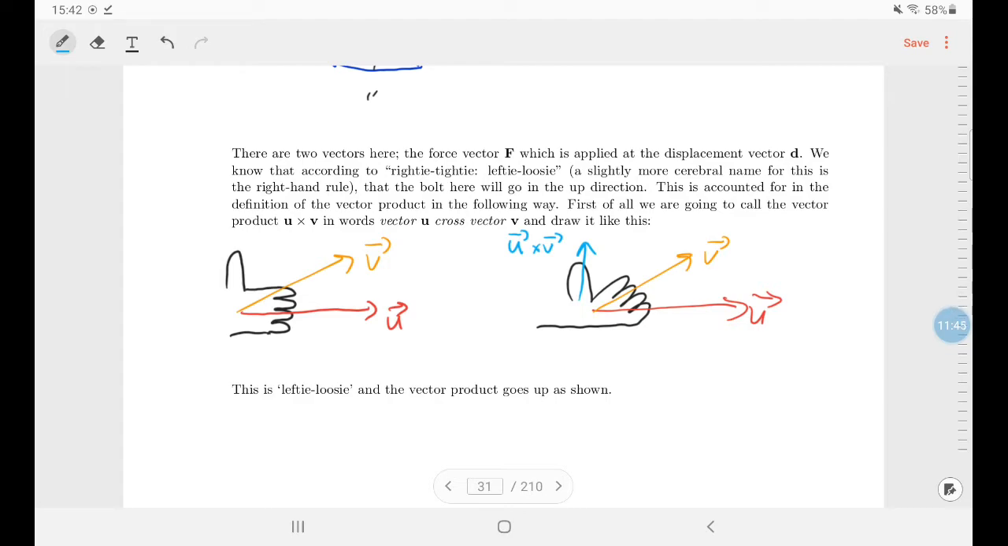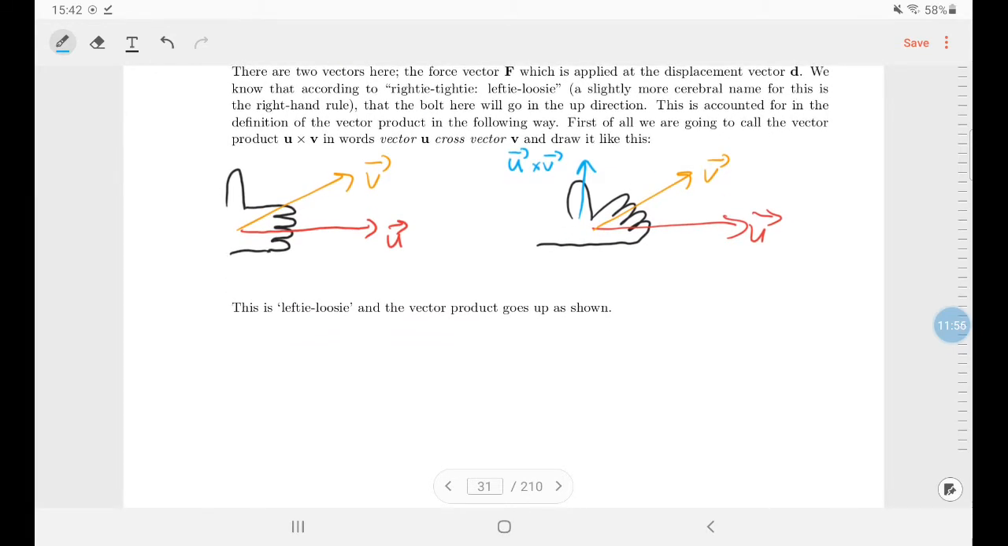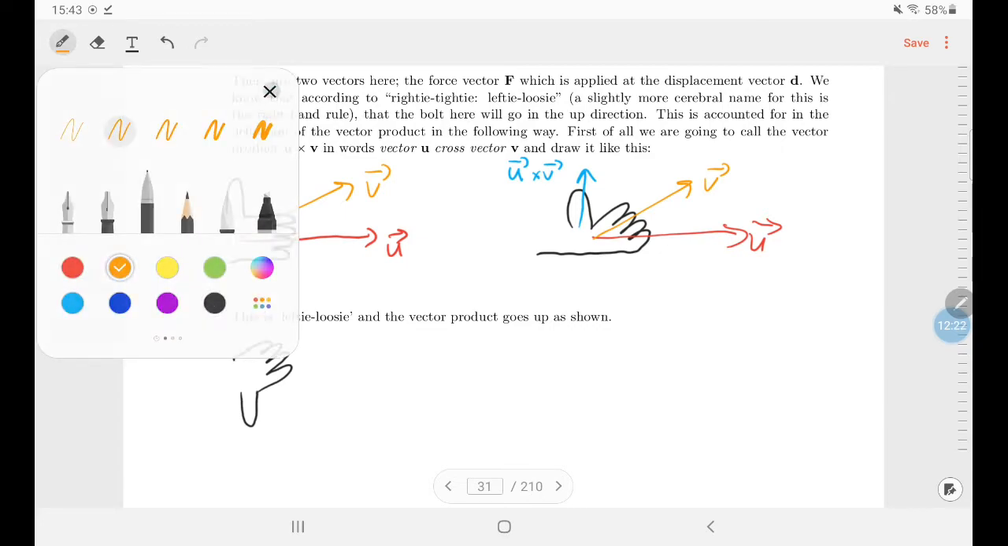if you want to do V cross U, for example, it doesn't work. You have to actually put your hand upside down. So if you want to do the other way around, V cross U, you'll have to put your hand upside down. Yeah, this is kind of hard to draw. I can't draw, that's the other thing. So that's your hand upside down, pointing in the direction of the vector V.